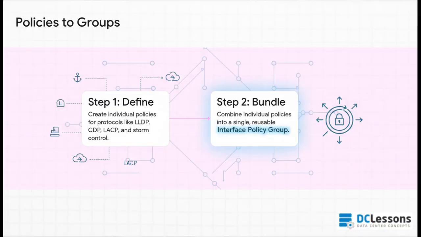First, you create all these little individual policies for each specific thing. So you'll make one policy for LLDP, another one for LACP, one for storm control, and so on. Then you bundle all of those little policies together into a single reusable object called an interface policy group. It's like building with Legos.